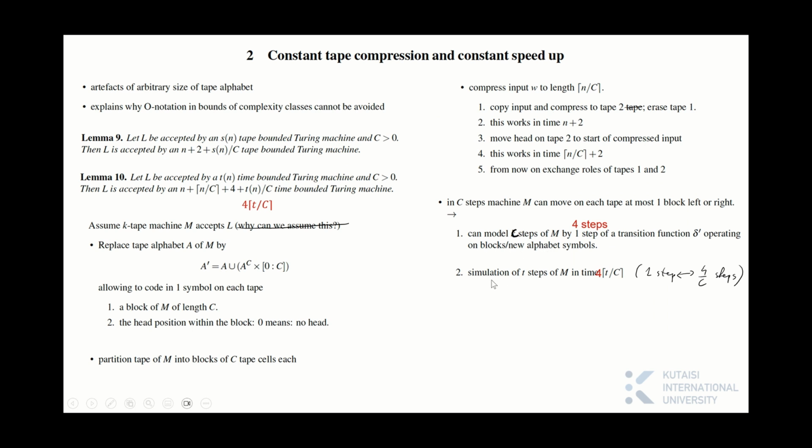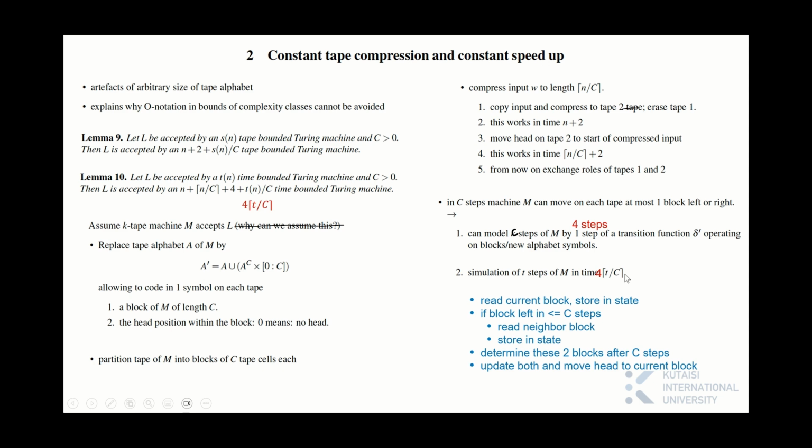That's the idea. So we can model C steps of M by 4 steps of a transition function operating on blocks rather than single cells. And since C steps take 4, then 1 step takes 4 divided by C. So T steps take 4T time divided by C. And what exactly these 4 steps are: I read the current block, I memorize it in my state, meaning that I change the state according to the specific block.